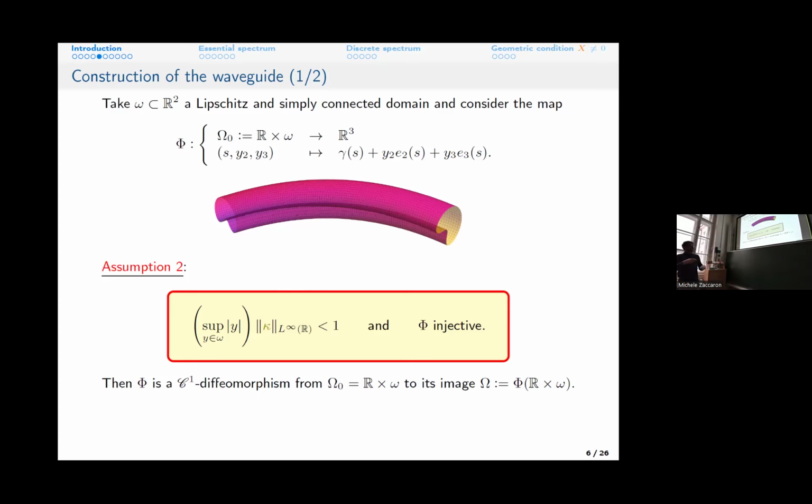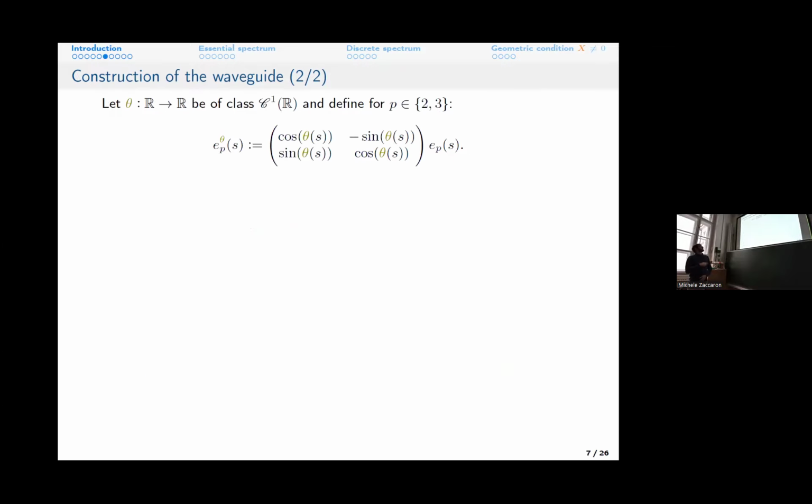Then it gets us that phi is a global diffeomorphism, and we consider the waveguide, let's say the perturbed waveguide omega, to be its image. So now we have a purely bending waveguide. We want to be able to rotate it, and how to do that? We introduce the rotating twisting function. Let's call it like this.